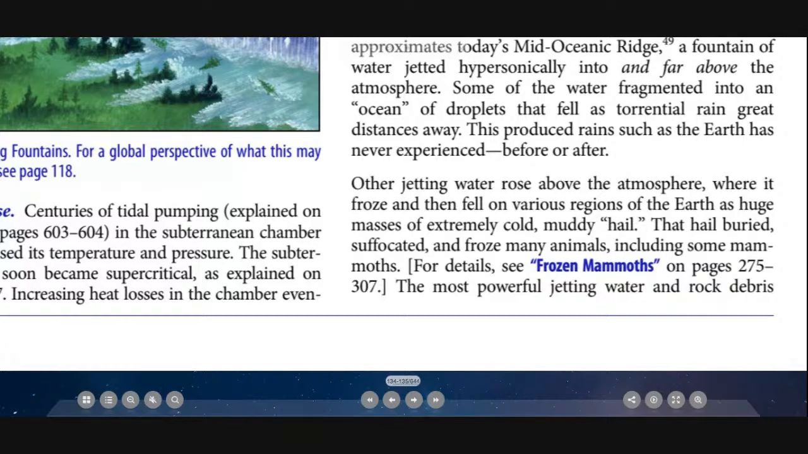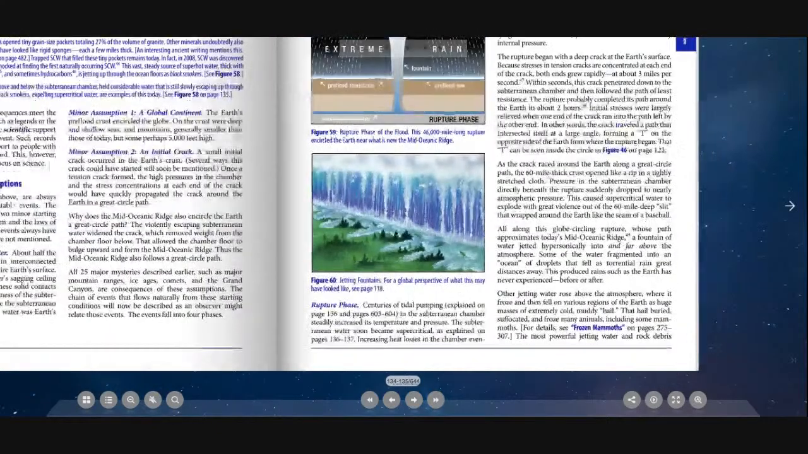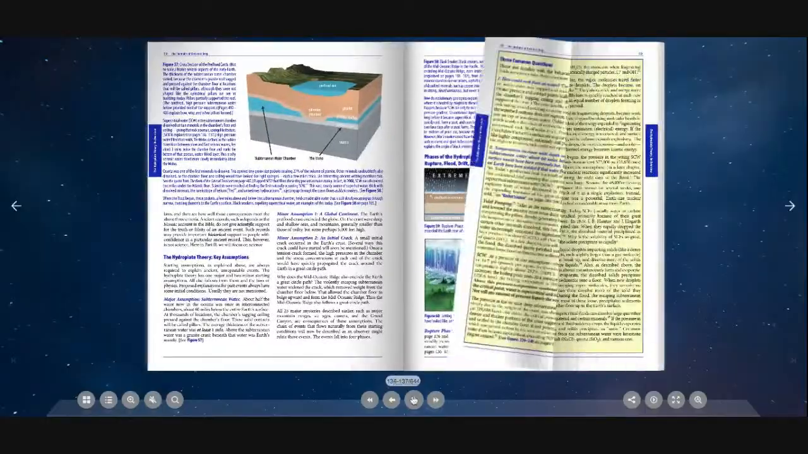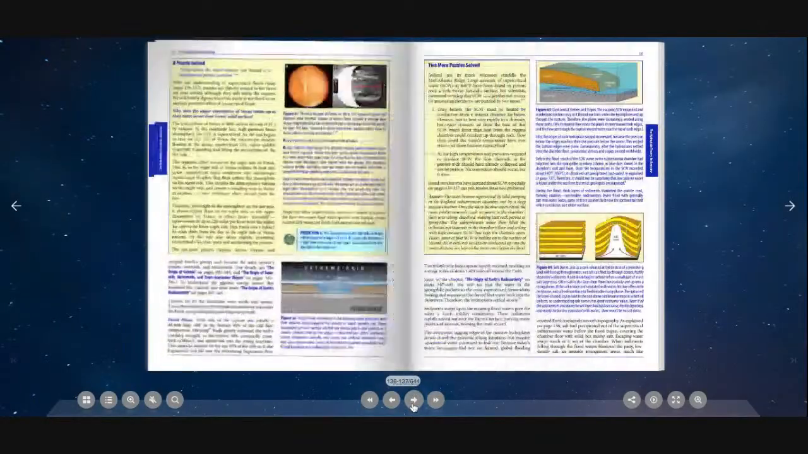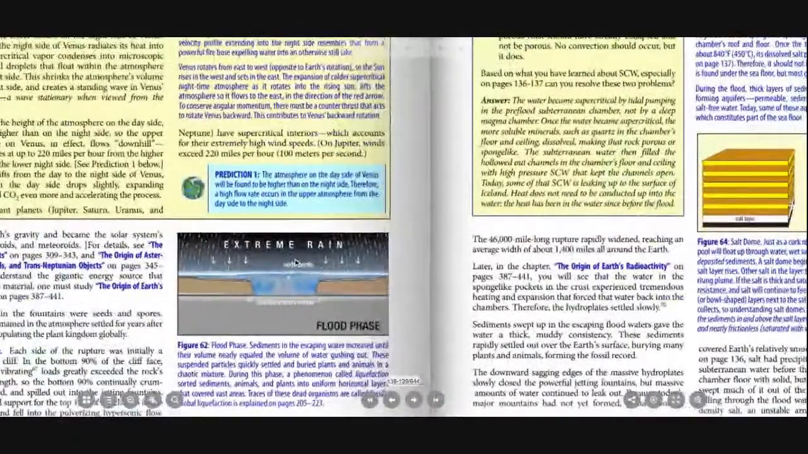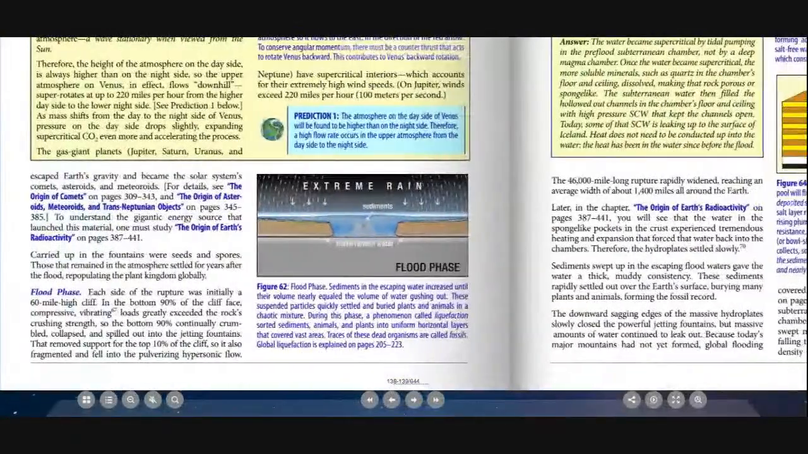The most powerful jetting water and rock debris escaped Earth's gravity and became the solar system's comets, asteroids, and meteoroids. For details, see The Origin of Comets on page 309 and The Origin of Asteroids, Meteoroids, and Trans-Neptune Objects on page 345. To understand the gigantic energy source that launched this material, one must study the origin of Earth's radioactivity on page 387.